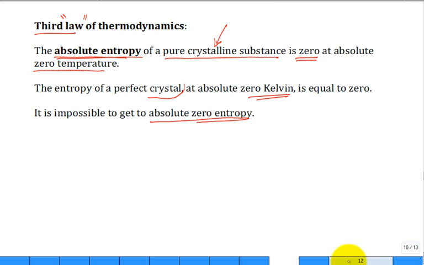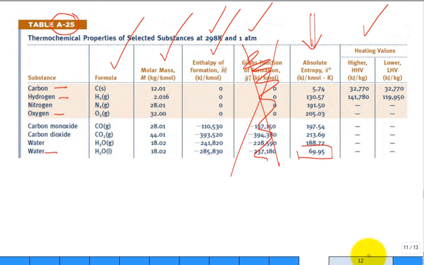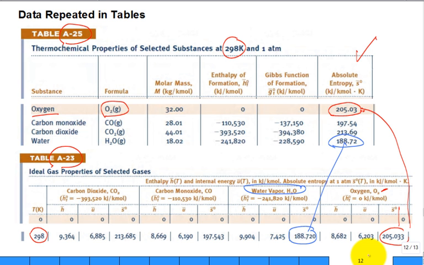Well, they had to do that. They had to put them all on the same consistent entropy measurement scale.